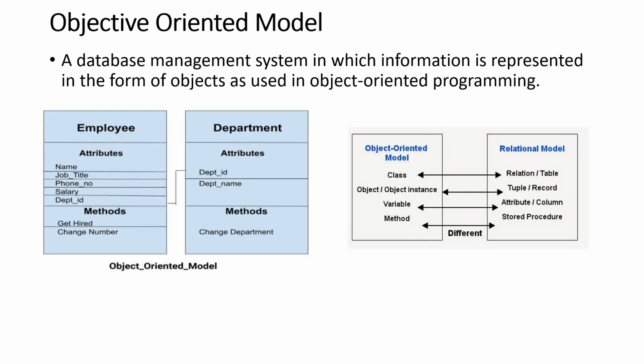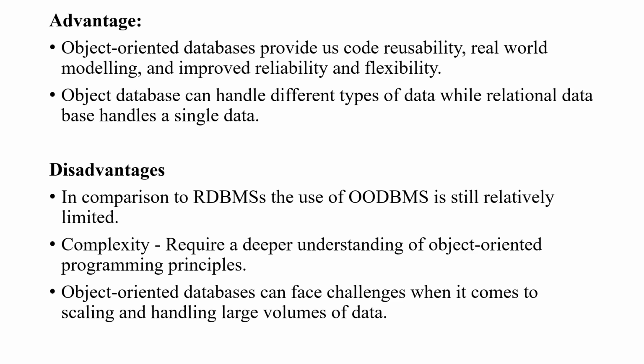Object-oriented model. A database management system in which information is represented in the form of objects as used in object-oriented programming. The figure shows the object-oriented model and the difference between relational and object-oriented database models. Advantages: object-oriented databases provide code reusability, real-world modeling, and improved reliability and flexibility. An object database can handle different types of data, while a relational database handles a single type of data.